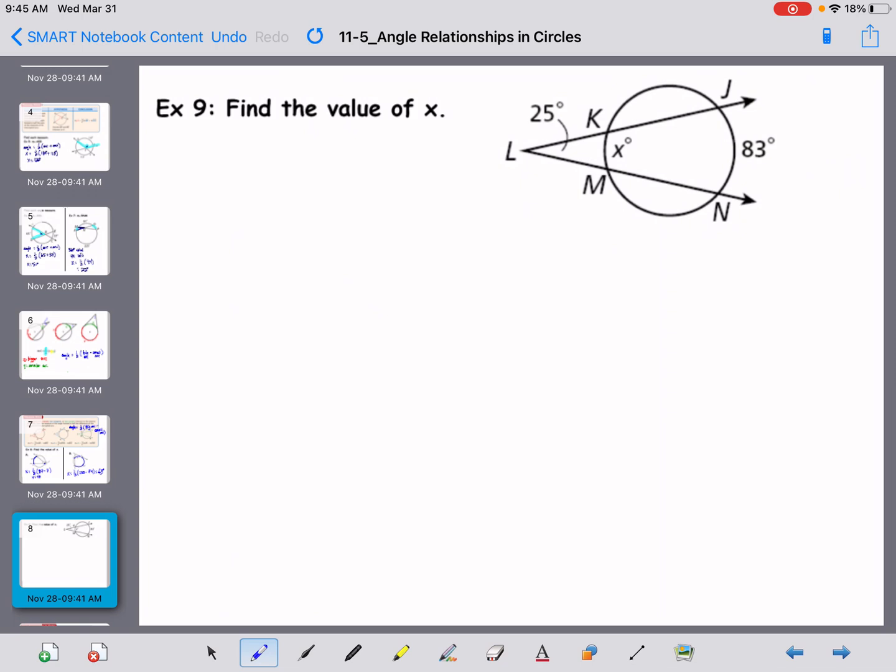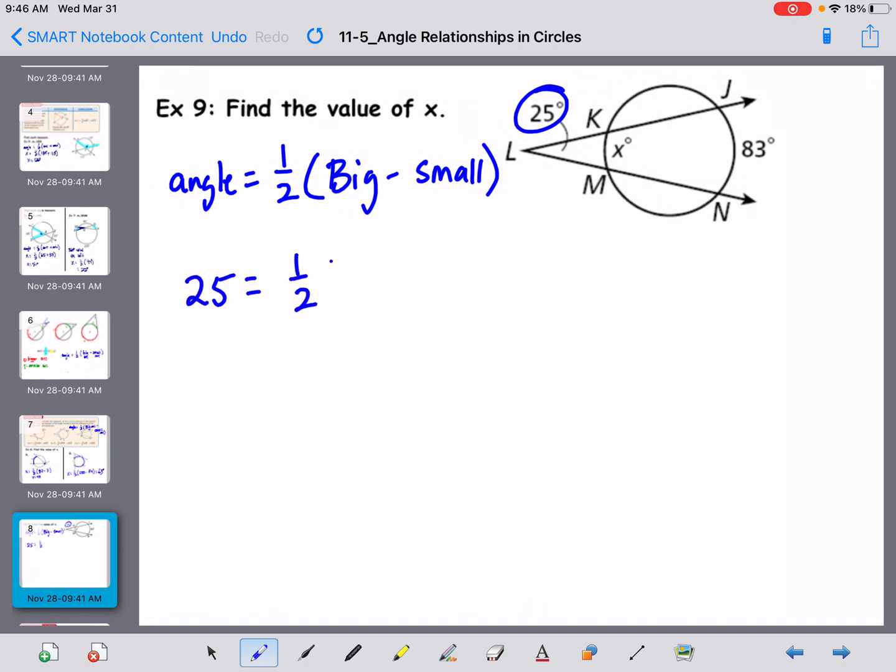Okay, so this one's a little bit different scenario. I'm going to use the same formula. The angle on the outside equals half of the big subtract the small. All right. What's my angle on the outside? 25. So 25 equals 1/2. What's the big arc? All right, here's my arcs. I got this one here, and I got this one. Obviously, the 83 is bigger. Visually, I should be able to understand and see that 83 is bigger. So 83 subtract x.